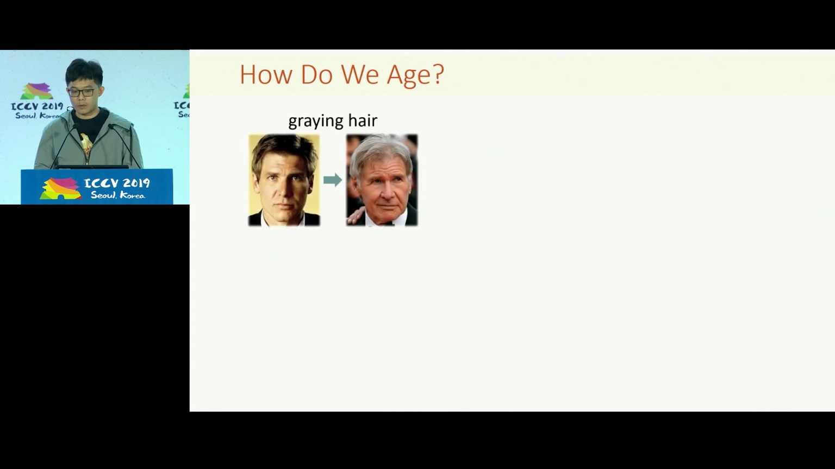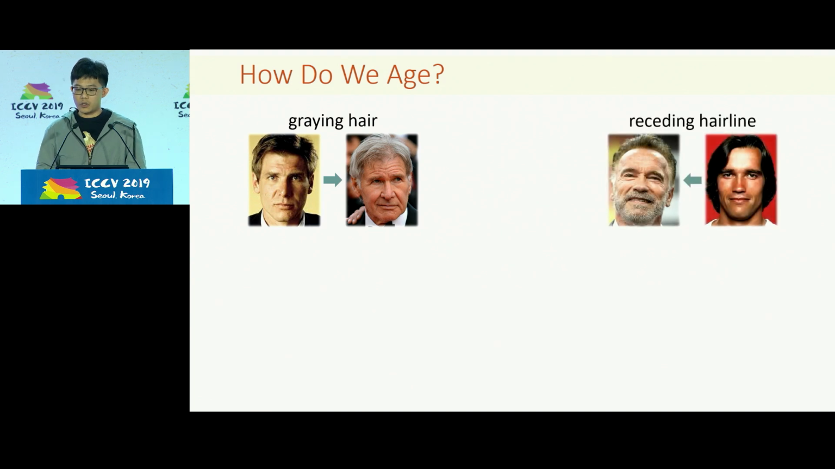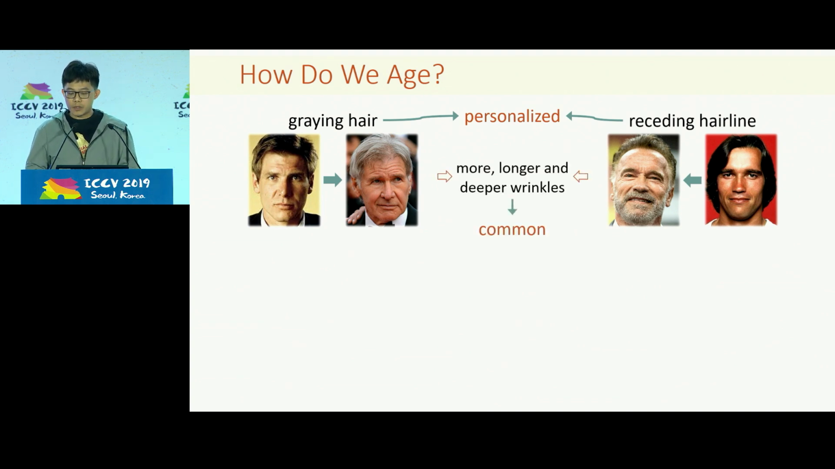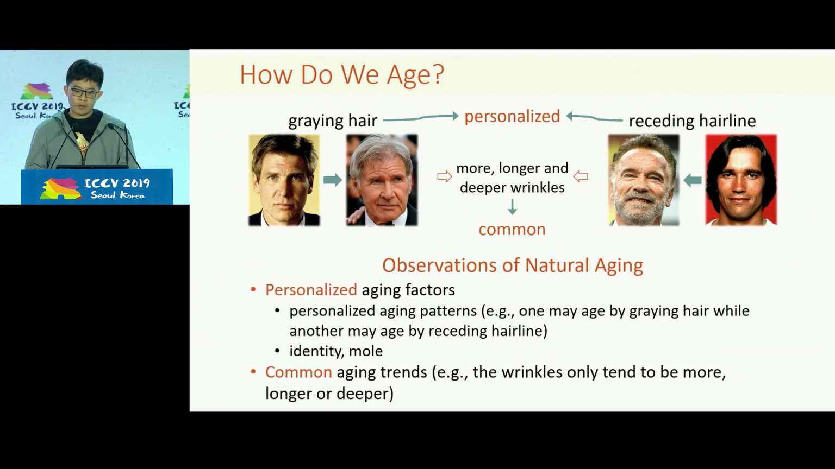Let's look at the example. Harrison Ford ages by receding gray hair, while Arnold Schwarzenegger ages by receding hairline. That is to say, these two persons have distinct aging manners, and we call these person-specific aging manners their personalized aging factors. Besides, there are also common aging trends between them, such as that both their wrinkles become more, longer, and deeper.